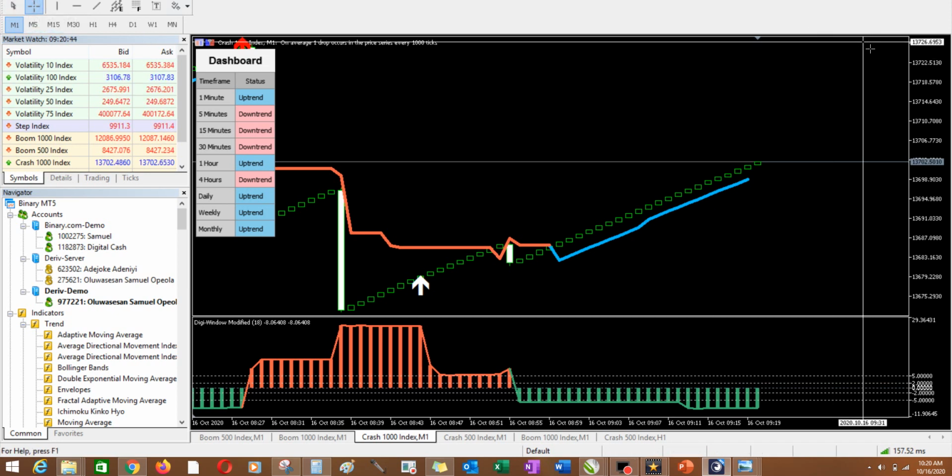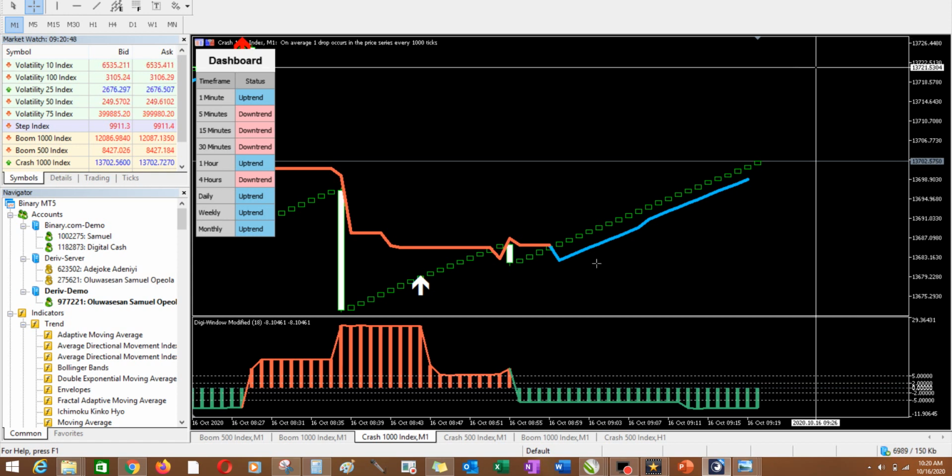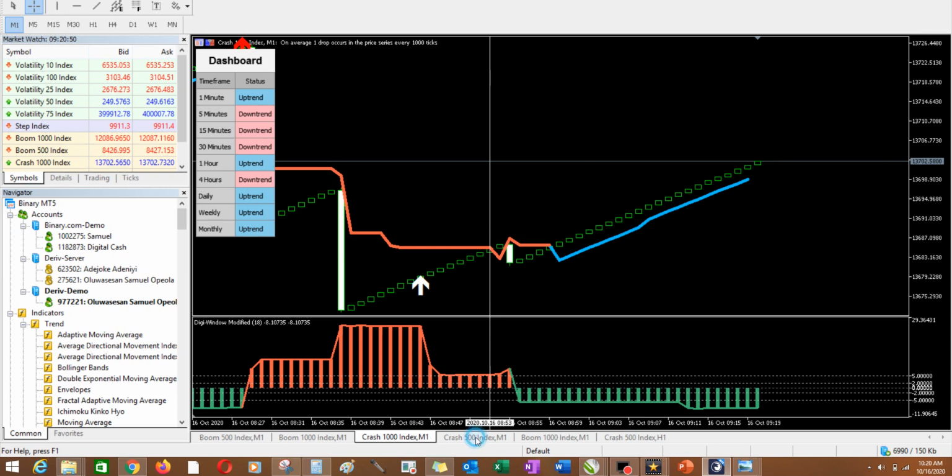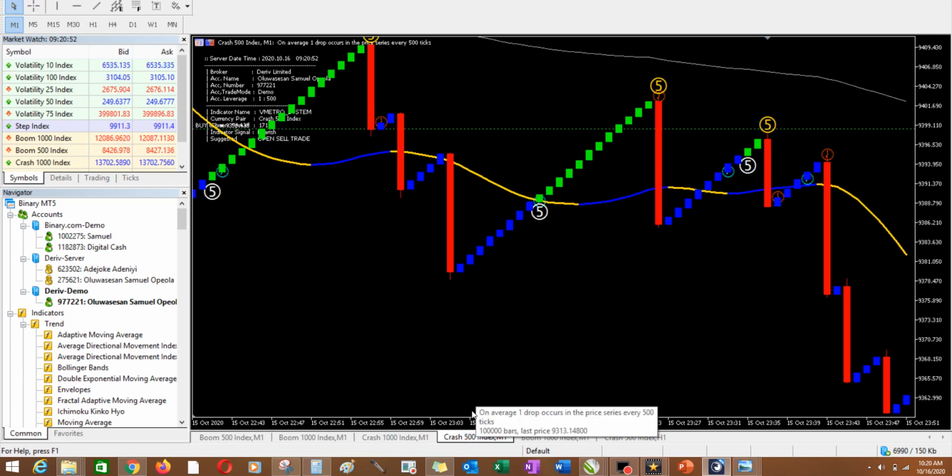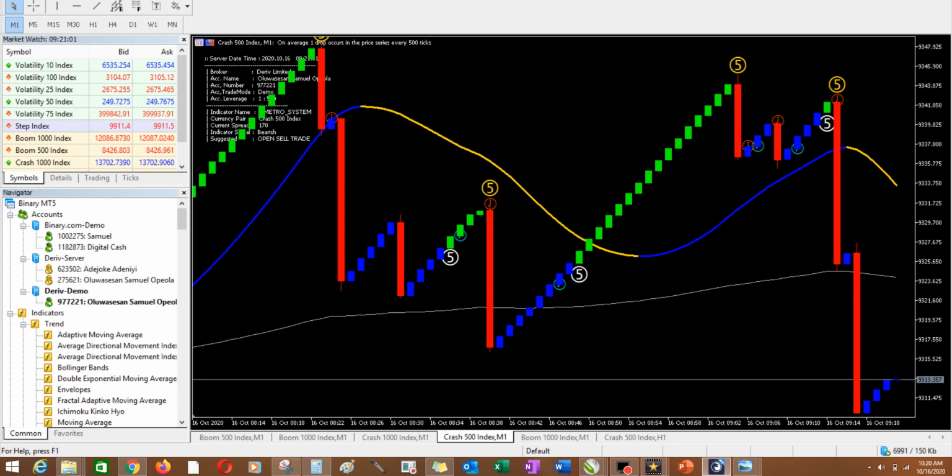We expect it to reverse fully once it gets to this resistance level. So remember, always do your analysis very well before you jump into a trade. I don't know the indicator you are using, but that is it. Always do your analysis very well before you jump into a trade. Then make sure you understand the indicator you are using before you put it into use.